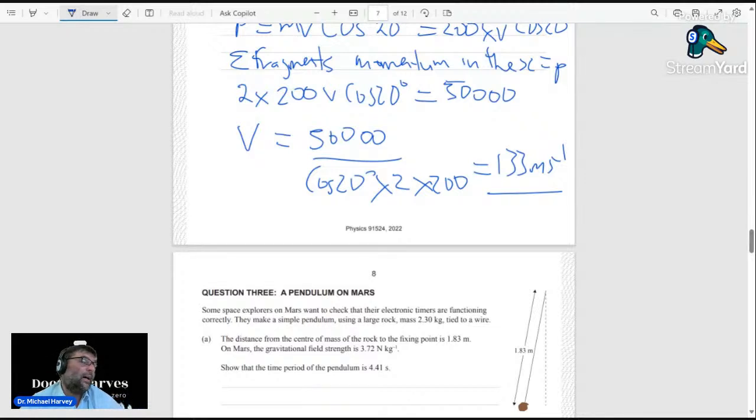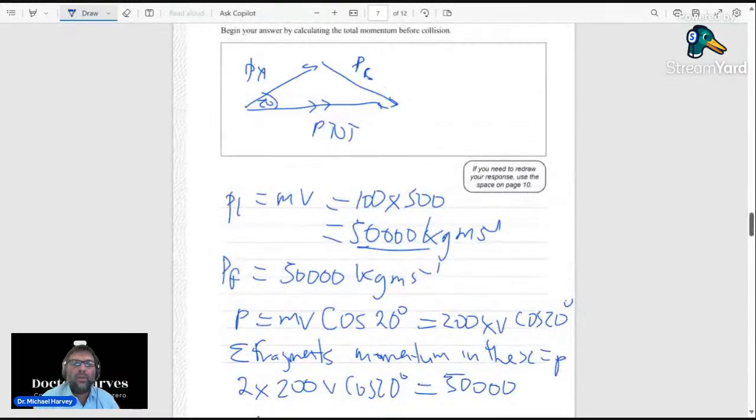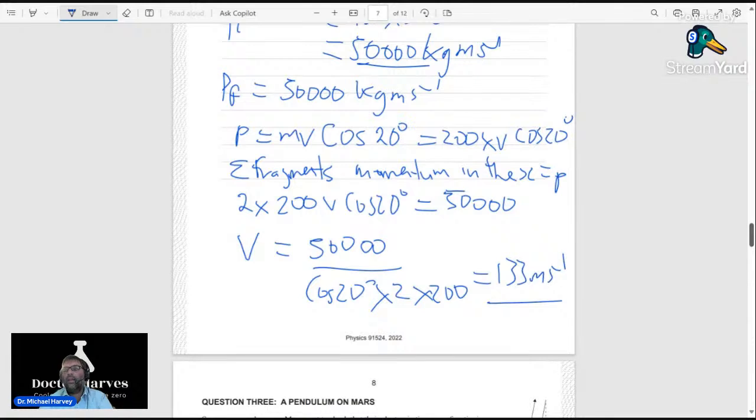So to get achieved for that section, it will be a calculation of initial momentum and recognition that momentum is conserved. Just saying it's conserved gives you an achieved as your assumption. The correct method, either the algebraic or the triangle method, will get you a merit. And then the complete answer where you've got 133 meters per second will get you the excellence.